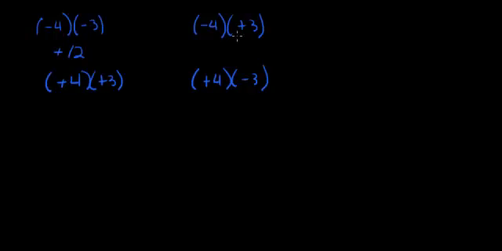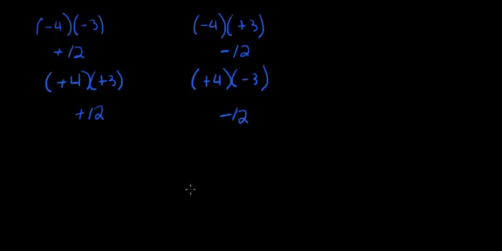Over here I have -4 and +3. Well, 4 times 3 is 12. Signs are different, negative and a positive. Answer is negative. Here I have 4 times 3, 12. Signs are both positive. Answer is positive. Here again, 4 times 3 is 12. Sign is positive and a negative, so the signs are different.